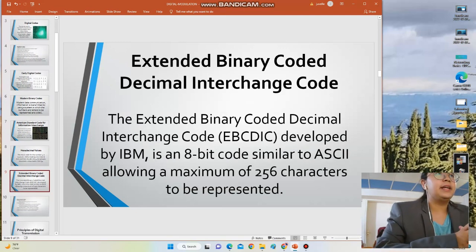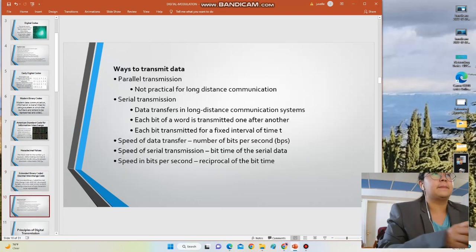Extended Binary Coded Decimal Interchange Code. So what is EBCDIC? That is Extended Binary Coded Decimal Interchange Code. It was developed by IBM. It is an 8-bit code similar to ASCII, allowing a maximum of 256 characters to be represented.